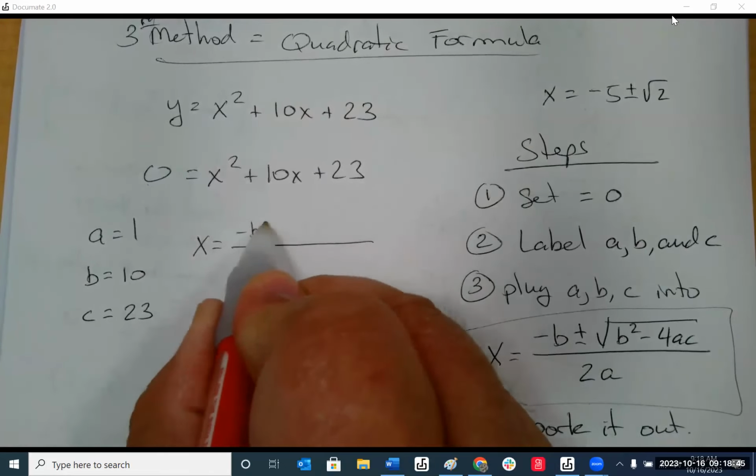On the bottom, 2 times 1 is 2. Negative. Inside the radical, 10 times 10 is 100. Negative times positive is negative. 4 times 1 is 4. 4 times 23 is 92.